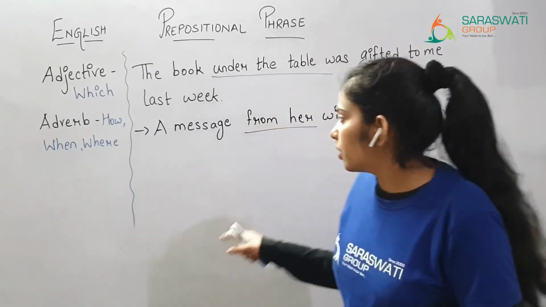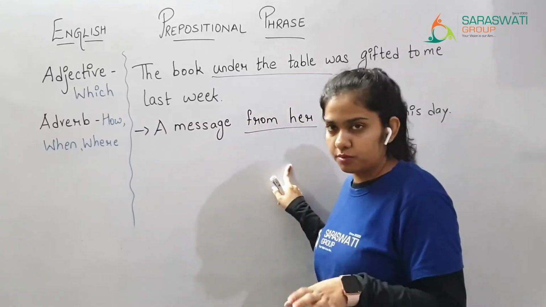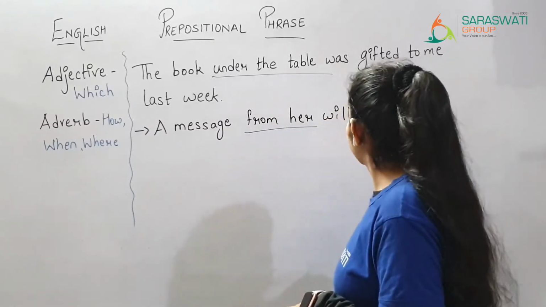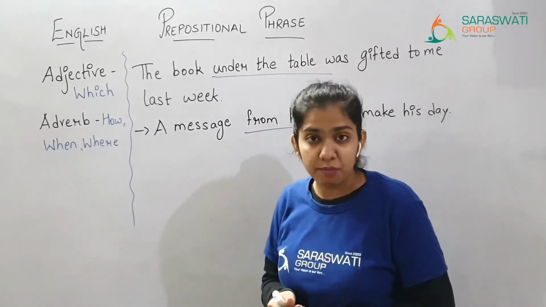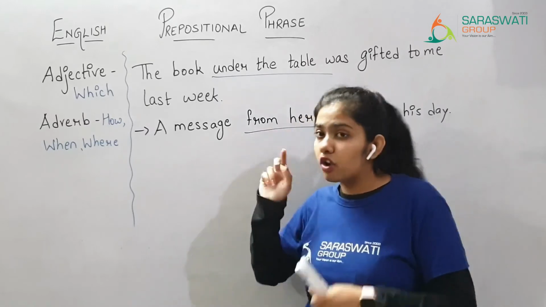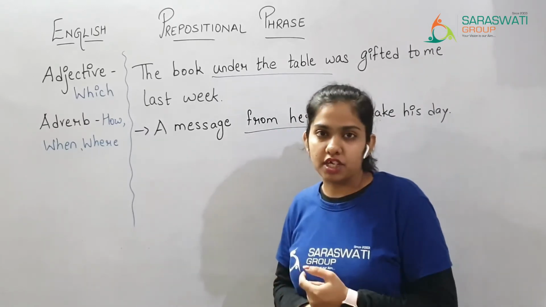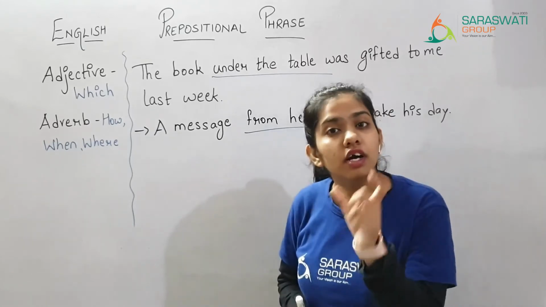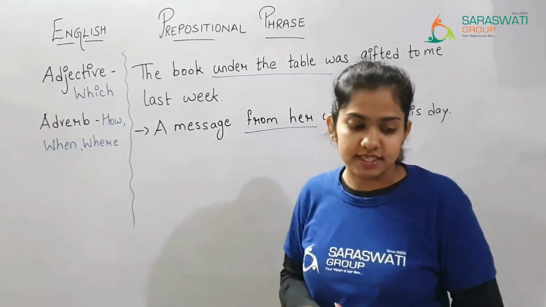So over here the preposition is from and her is our object. So if we ask the question, from whom you got the message that makes your day happy, a message from her. From her is our prepositional phrase.